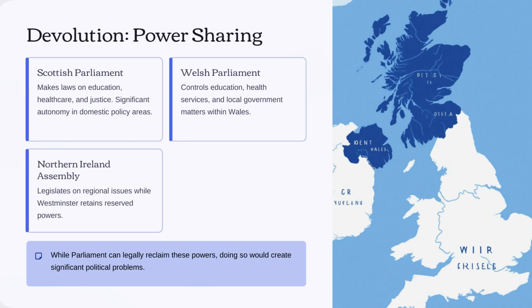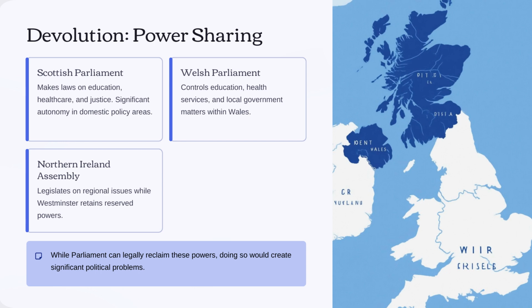Devolution, power sharing. Scottish Parliament makes laws on education, healthcare, and justice. Significant autonomy in domestic policy areas. Welsh Parliament controls education, health services, and local government matters within Wales. Northern Ireland Assembly legislates on regional issues while Westminster retains reserved powers.